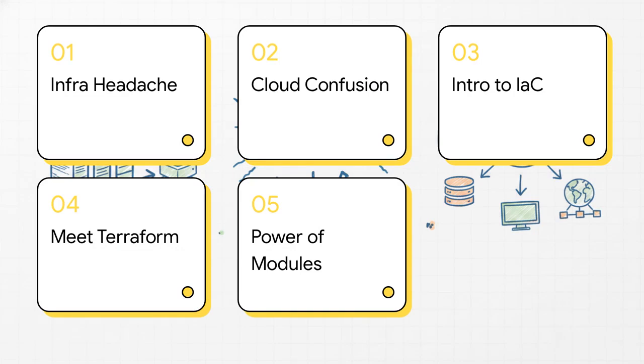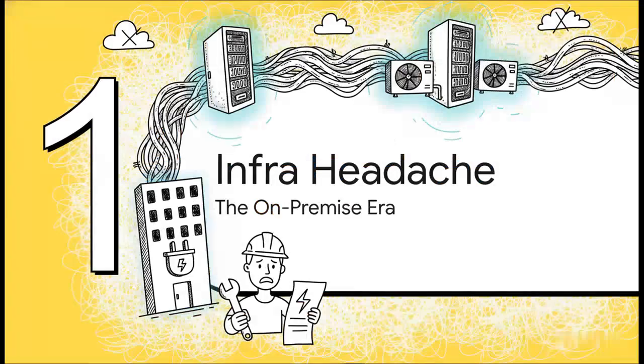1. The infrastructure headache. 2. The cloud confusion. 3. Infrastructure as code. 4. Meet HashiCorp Terraform. And 5. Real-world power. Modules.